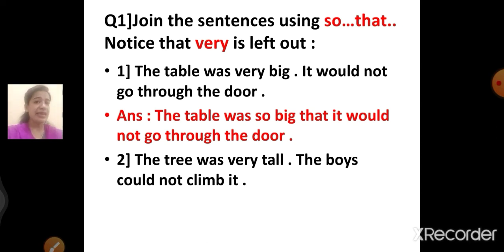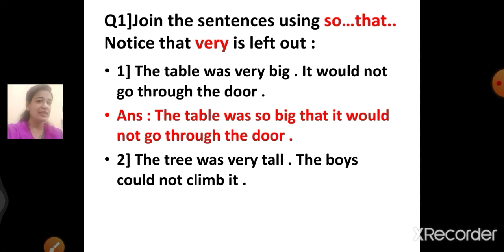Now see the second one. The tree was very tall. The boys could not climb it. So instead of very, what are we going to do? We are using so. The tree was so tall. Now we are going to cut that full stop, and what are we going to write? Yes, that. The tree was so tall that the boys.